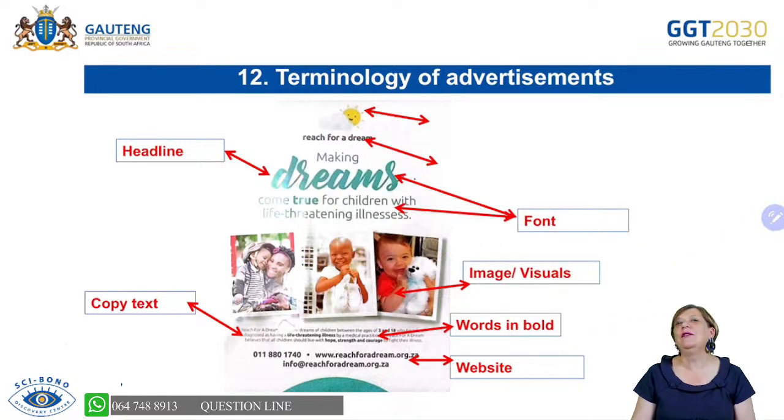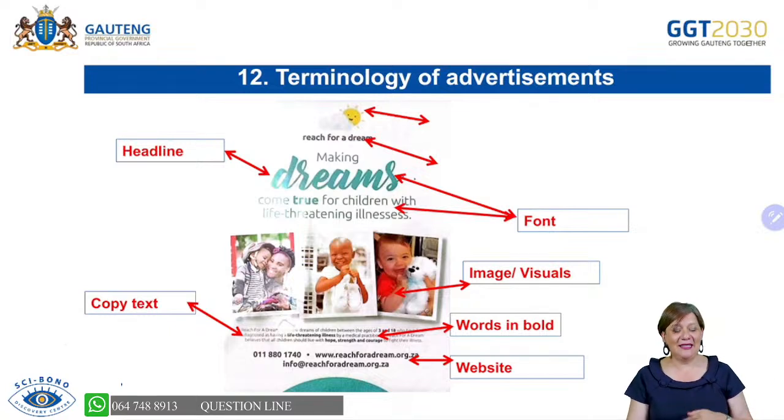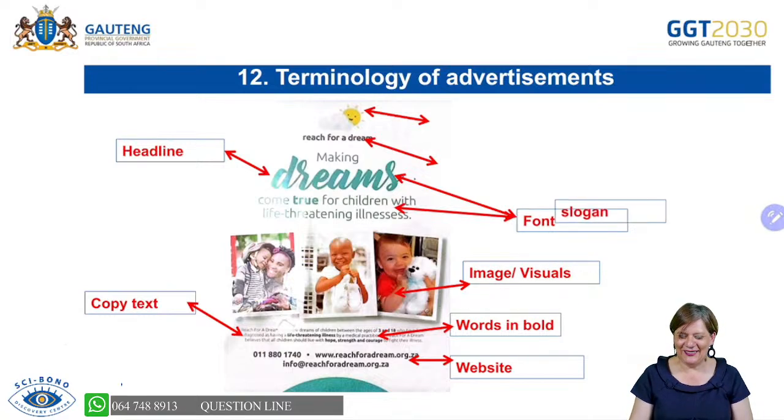Font. Font refers to the way the words are printed. Are they written in bold letters? Are some of them bigger than others? Are some of them in italics? Now, if you just look here, it says dreams is in italics, and we've got true that's bolded there. You see? That's obviously important.